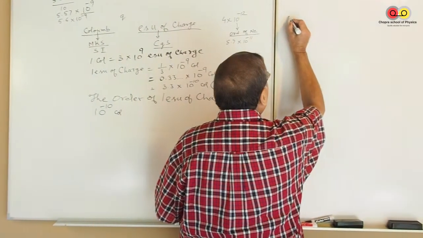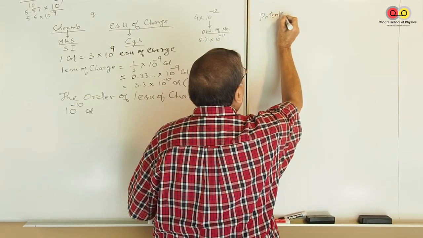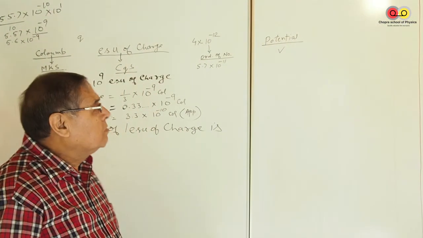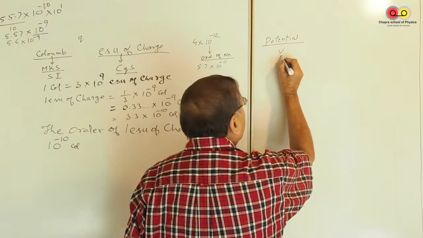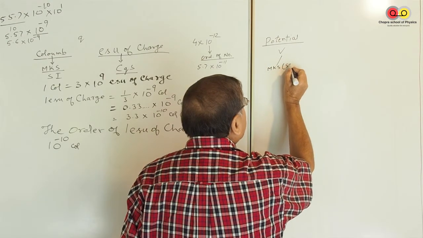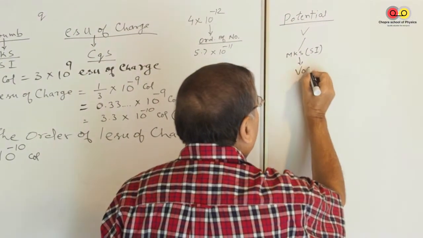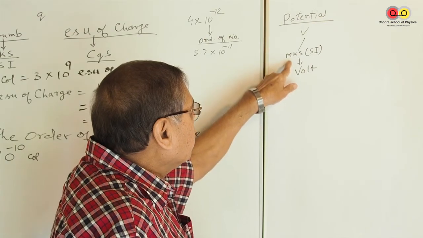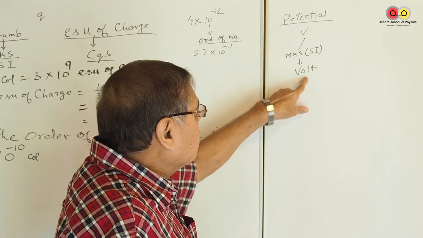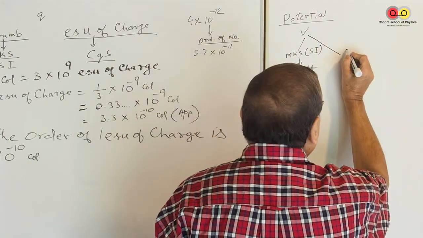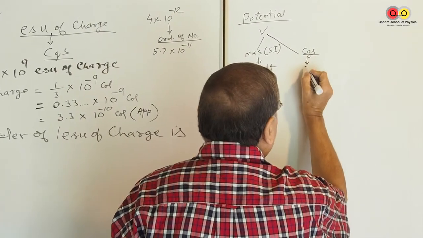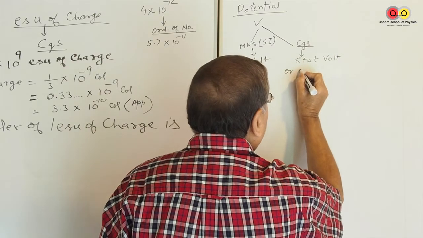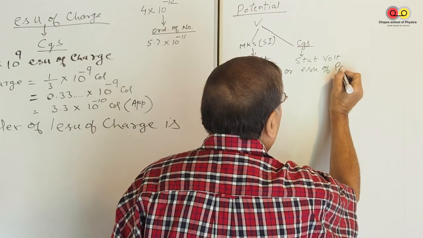Now our next discussion will be regarding potential. If we want to write potential, it is represented by the symbol V. The symbol V stands for potential and its MKS or SI unit is the volt. This is the international standard unit. But the CGS unit is the stat volt, or the ESU of potential.